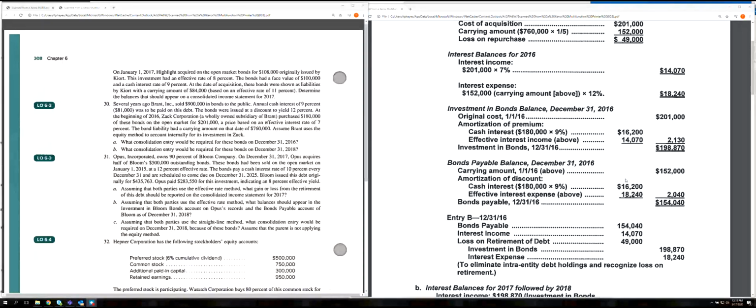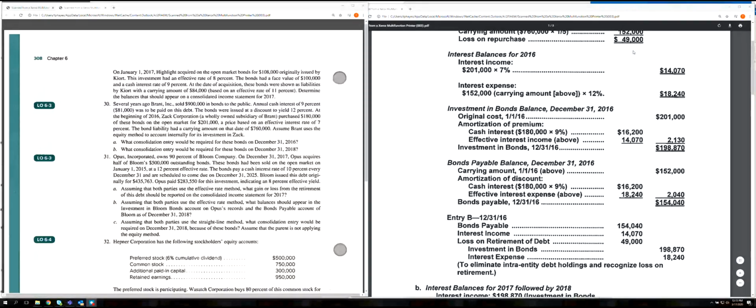We've got to eliminate our bonds payable, and so the 154, that's going to be debited. The interest income that's been reported, we have to debit that to eliminate it. The loss on retirement, that's what we figured out earlier. The investment account, that's a credit. And the interest expense is going to need to be a credit as well.